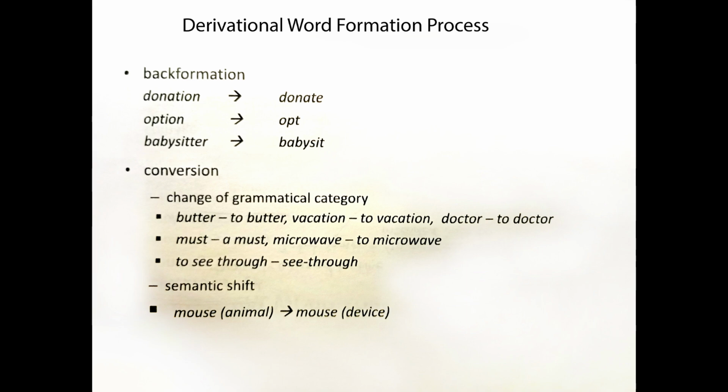And the word option. We cut the back part ION and keep the front part opt. And babysitter, right? The same way, cut the back part TER and keep the front part babysit.